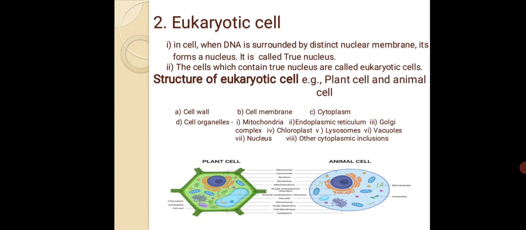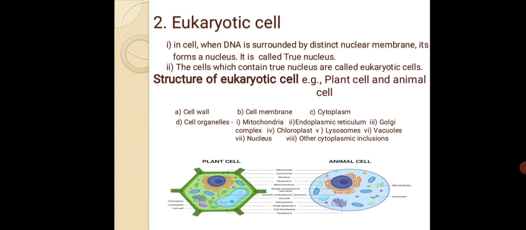Next, second, the eukaryotic cell. In a cell, when DNA is surrounded by a distinct nuclear membrane, it forms a nucleus. It is called a true nucleus. The cells which contain a true nucleus are called eukaryotic cells. Next, structure of eukaryotic cells, for example, plant cell and animal cell. Here, two diagrams are shown: first, plant cell and second, animal cell.